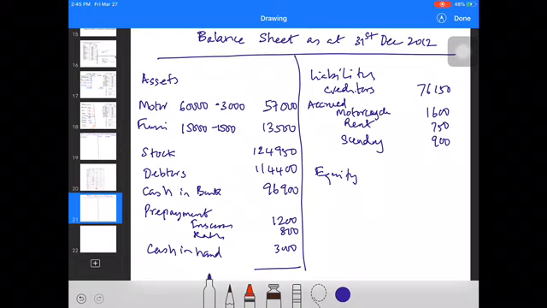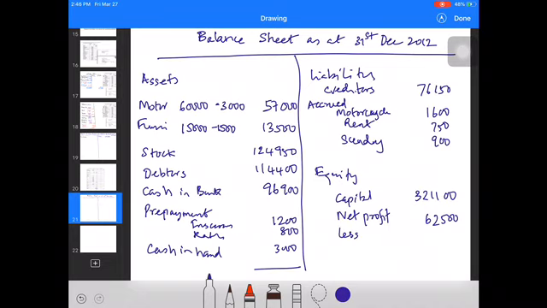Then what is the equity? What is the owner's equity? Capital. Capital is owner's equity, that amount is 321100. Then net profit is our equity, net profit obtained from profit and loss account. The owner gets that money, so it is this much. And drawings, we should deduct drawings because it cannot be considered as owned by the owner anymore. That is 51250.